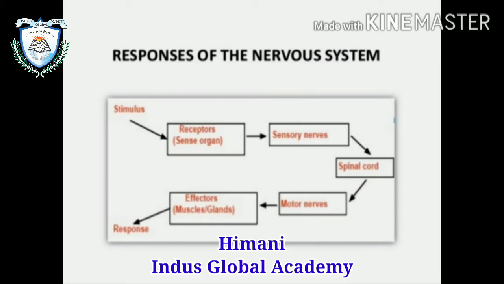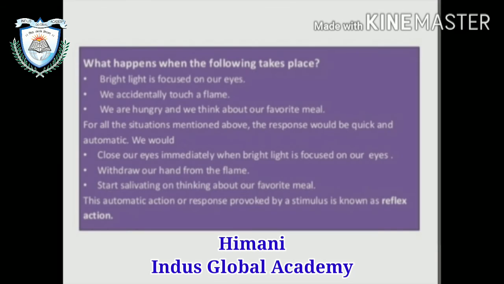So in this slide you will see the response of the nervous system. Firstly, the stimulus affects the receptor, which is a sense organ, that passes to the sensory nerve, which passes the signal to the spinal cord. The spinal cord passes the signal to the motor nerve, and the motor nerve passes the signal to the effector, or muscles and glands, and at last that signal passes to the effector, and that is a response.